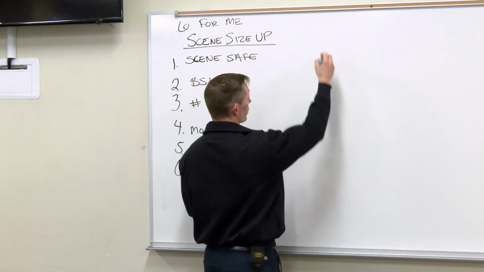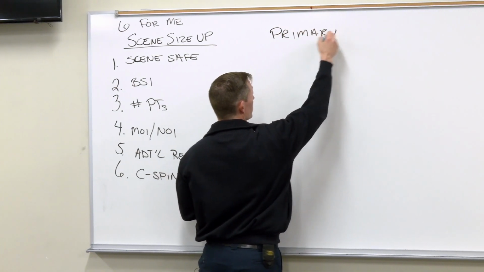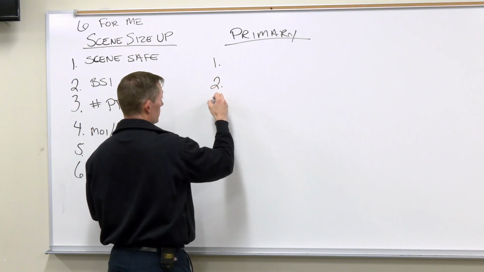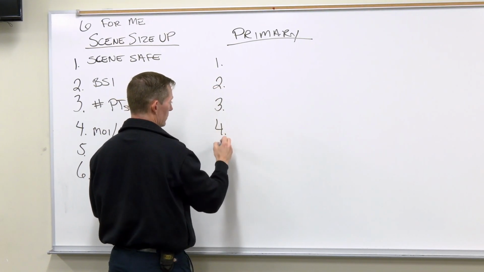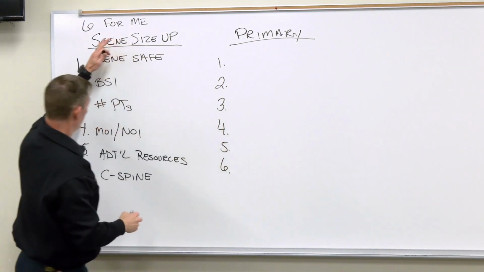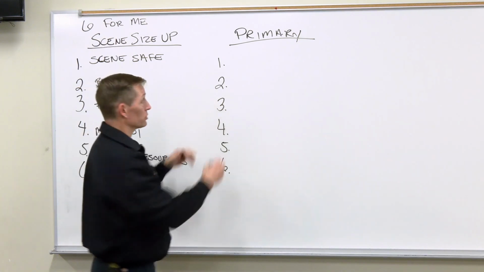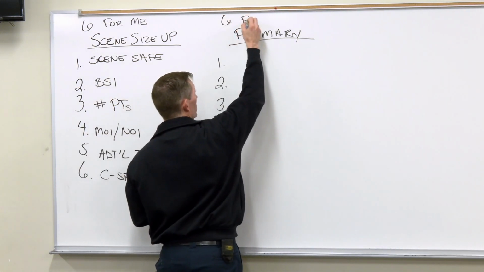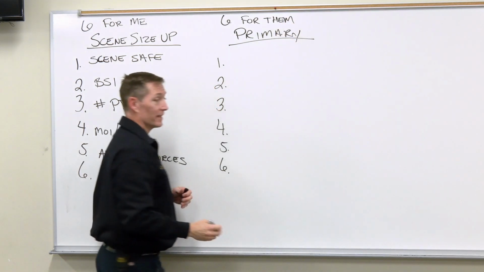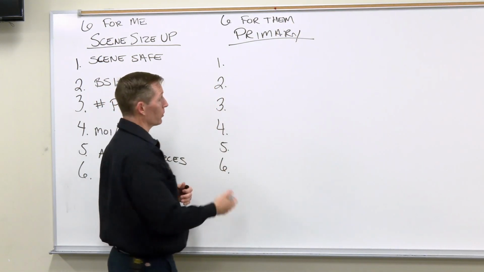The scene size up progresses into the primary assessment. And very conveniently, the primary assessment also has 6 points. If this is the 6 for me, the 6 things that I need to run the call, these are the 6 things for the patient. So we'll say these are the 6 for them, and that is the 6 things that they need to sustain life, to go on living. These are the 6 things we need to make sure are okay with the patient.